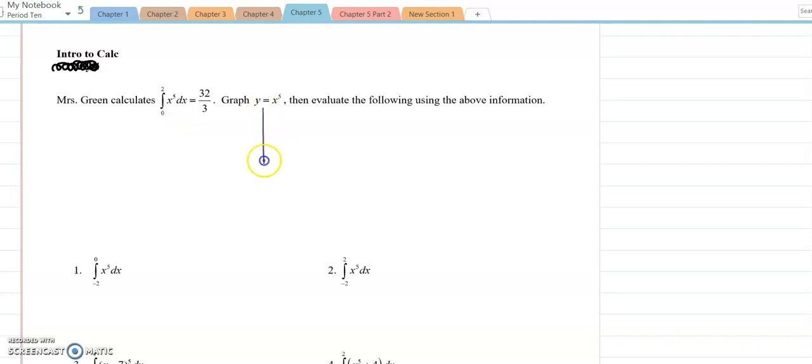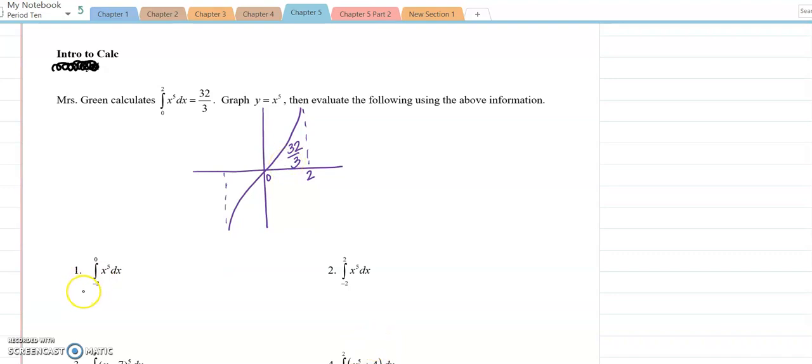So this represents the area from 0 to 2. Now x to the 5 is a function that's symmetric about the origin. So I know that in this region right here, I would get the exact same image down here. So that's what we're doing right now, is we're going to play around with the area as we see it unfold. So I know that this chunk is 32/3.